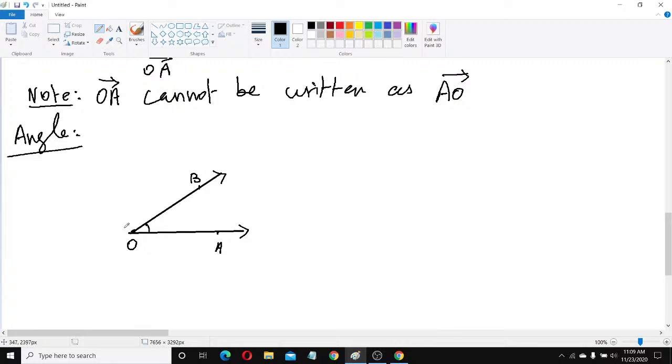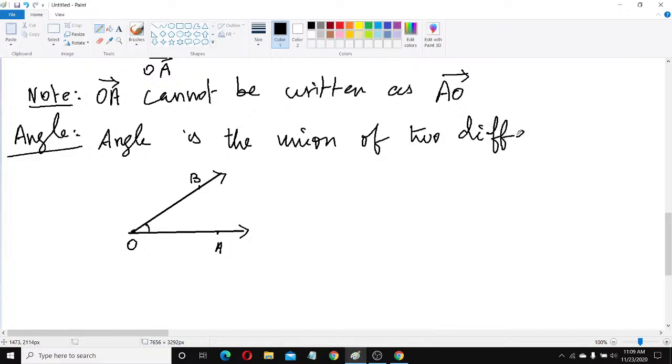Now I will write the definition, children. Next I will write about vertex and angles. And how we name the angle also I will explain. So what is the definition? Angle is formed by how many different rays having the same initial point? Two different rays. Angle is formed by two different rays having the same initial point. So angle definition. Angle is the union of how many different rays? Angle is the union of two different rays having the same initial point.